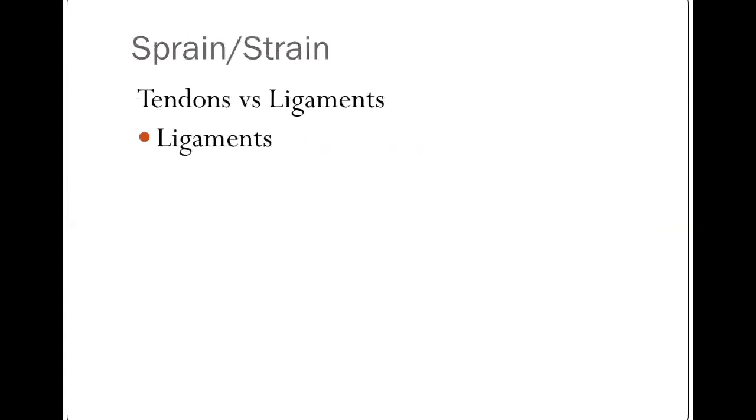So now let's take a moment and look at sprains versus strains and what the difference is between these two types of injuries. First we've got to look at the difference between a tendon and a ligament. Ligaments are what attach bone to bone. They are the structures around the joints that attach bone to bone, and they help restrict movement so that the joint only goes in the direction that we want it to.